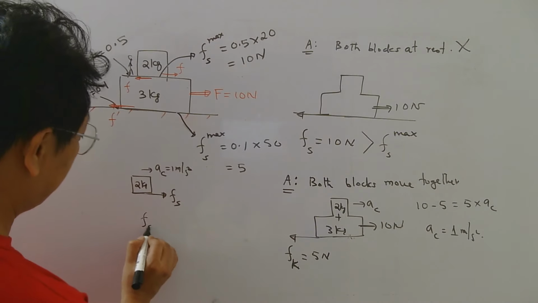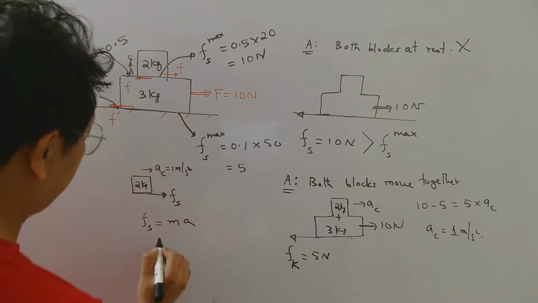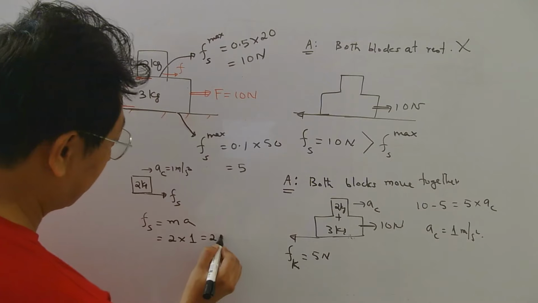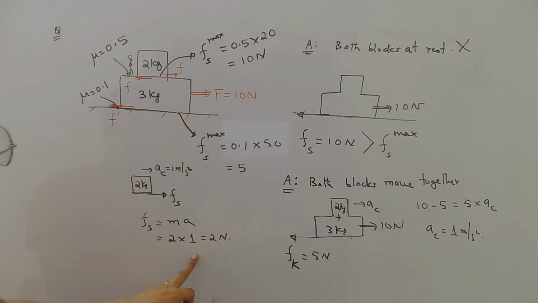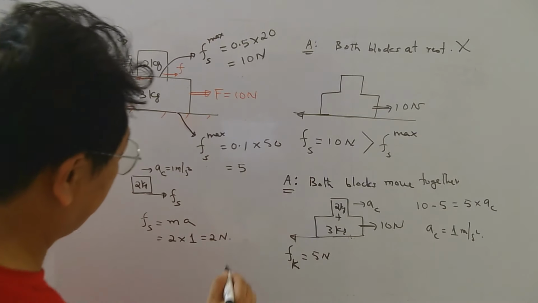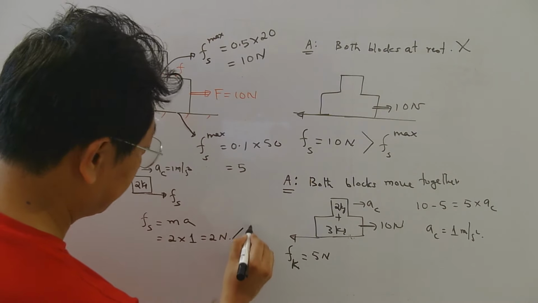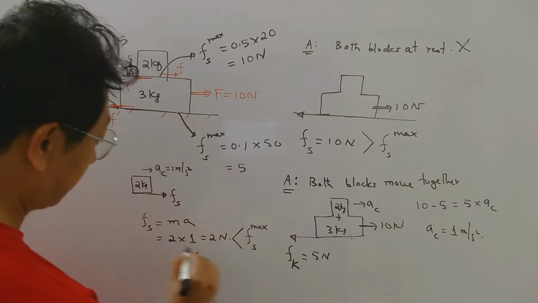So here friction is static. And from Newton's law, this friction should be ma. That's the only force. Mass of this block is 2 kg, acceleration common is 1, so 2 Newton. Now, 2 Newton is possible or not possible? Check. Here friction can go up to maximum 10 Newton. So it is possible. So this is less than Fs max. So this is possible. Right?